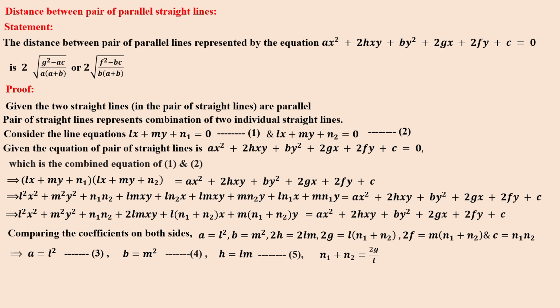So n1 plus n2 is equal to 2g by L, that is equation 6. Similarly, n1 plus n2 is equal to 2f by m, and that is equation 7, and the last one, c is equal to n1 n2, that is equation number 8.